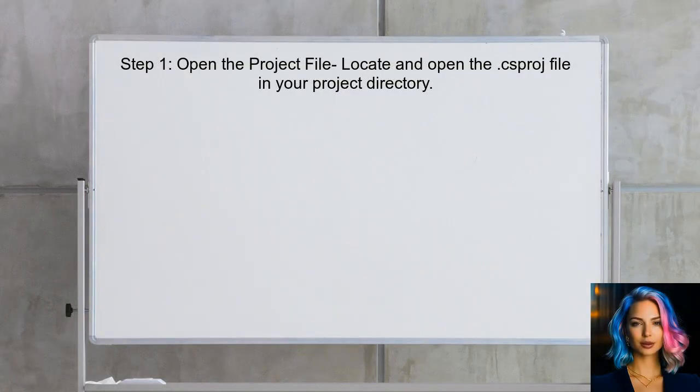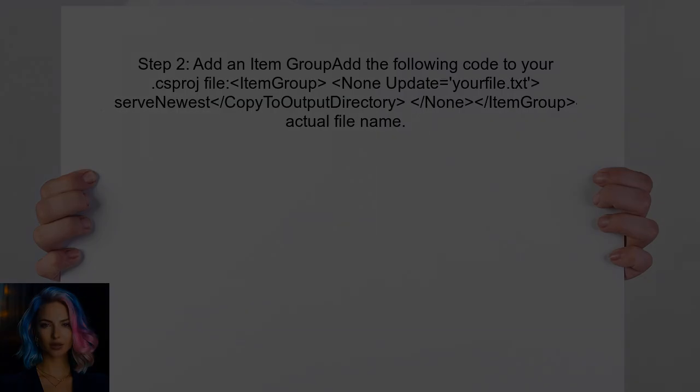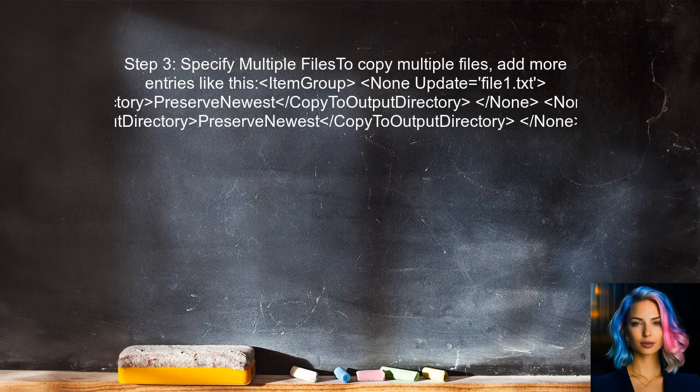To copy files to the build output directory in a .NET Core project, the user should first open the project file, which is the csproj file. This file contains the configuration for the project. Next, the user needs to add an item group to the csproj file. This group will specify the files that should be copied to the output directory. The user can also specify multiple files by adding additional entries within the same item group. This allows for flexibility in choosing which files to include.